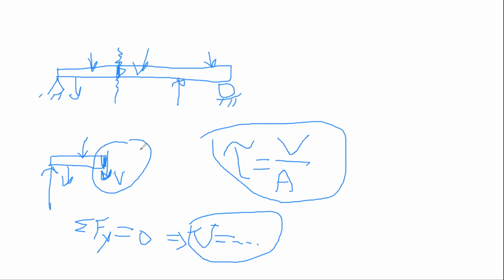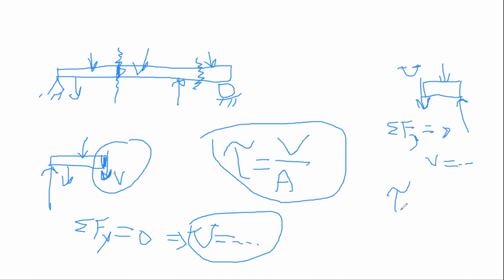Then another person says, I want to find the shear stress at this section, for example. Then we take a free body diagram. We know these reactions, and this is, for example, the shear force. Then we write the summation of force in the y direction equals 0, and we find V. And then for this section again, we can find V over A.